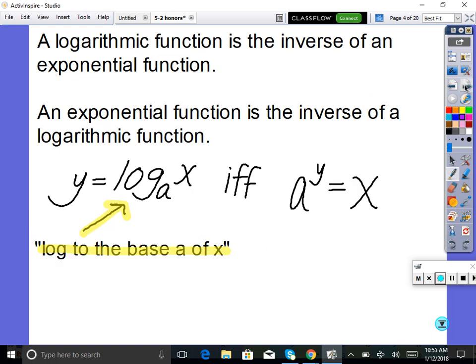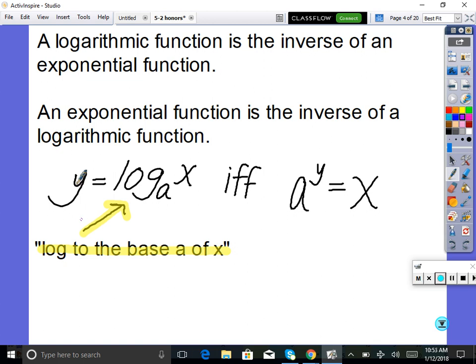Sweet. So we just learned that a logarithmic function is the inverse of an exponential, and it's also true to say an exponential function is the inverse of a logarithmic function. So right here's where you'll want to start writing down. This will be the form of a logarithmic equation, and you have to really understand how it's written properly and not be confused.